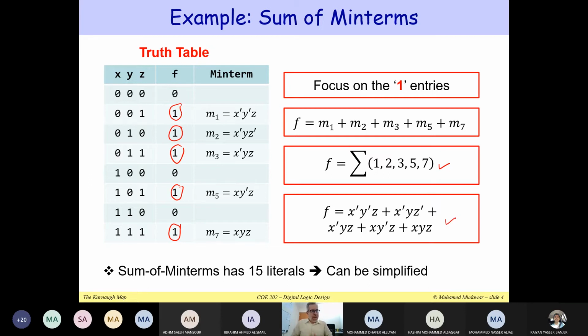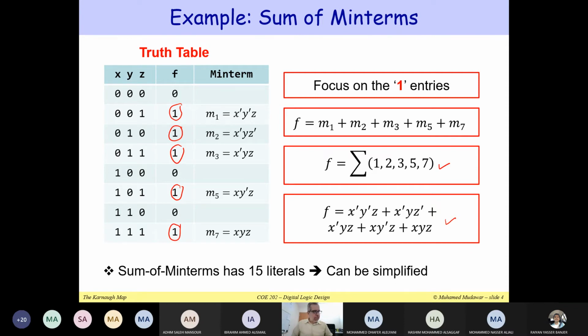So when you write any function, you can just look at the 1 entries. You can see what are the minterms. You can write it algebraically. In this example, we have 5 minterms, and each minterm has to contain all the 3 variables, either complemented or not complemented. And you can have the prime or no prime. That's basically what it means. And because we have 5 minterms and each one has 3 literals, we have 15 literals in total.